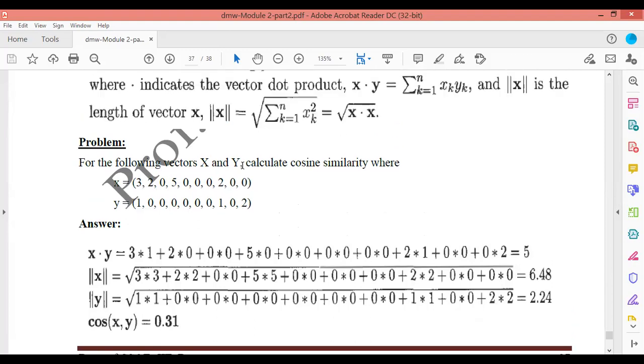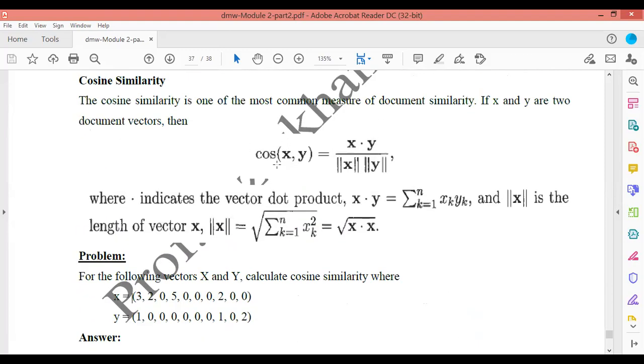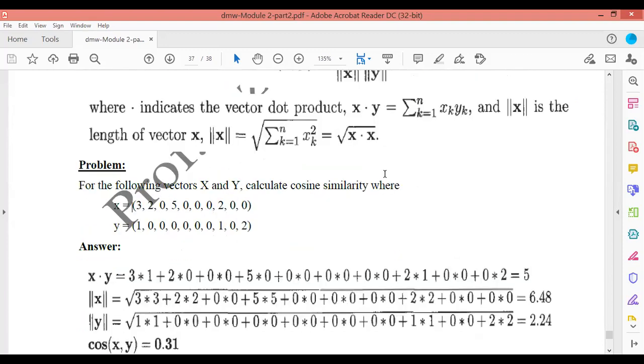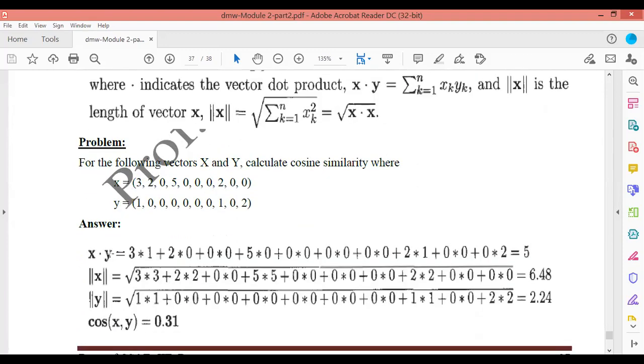So see here, we know what the cosine similarity equation is. Cos of x comma y is equal to x into y divided by mod of x into mod of y. This is the equation we need to use here. So x into y you can easily calculate by multiplying the attribute values of these two vectors. So x into y is equal to 3 into 1, that is the first attribute values. Next 2 into 0, then 0 into 0, 5 into 0, then 0 into 0, 0 into 0, 0 into 0, 2 into 1, 0 into 0, 0 into 2.